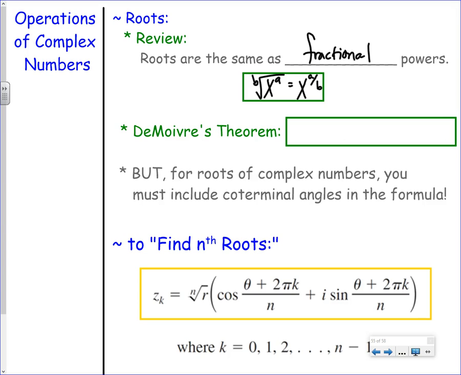And de Moivre's theorem, basically, if I was to say, all right, let's go ahead and raise z to the a over b. Let's say I see a root and I rewrite it as a fractional power. Then it's like, all right, I'm going to make r to the a over b, and then I have cosine of a over b times theta plus i sine of a over b times theta.